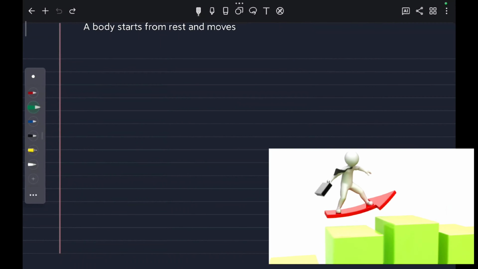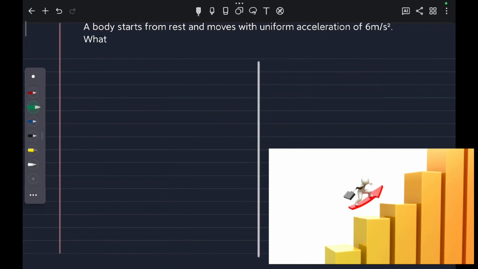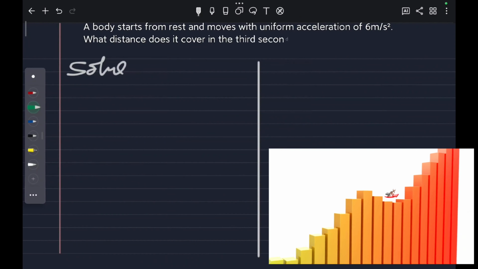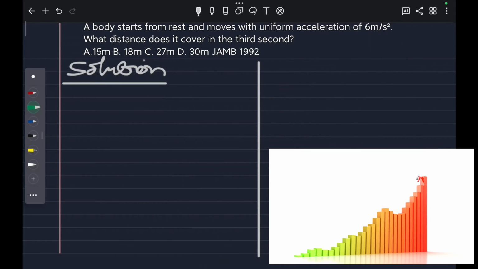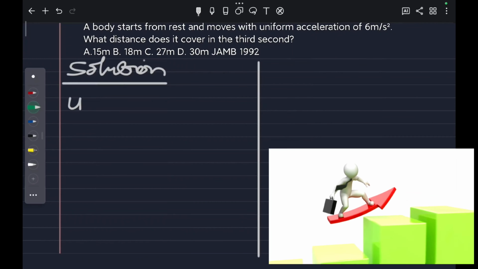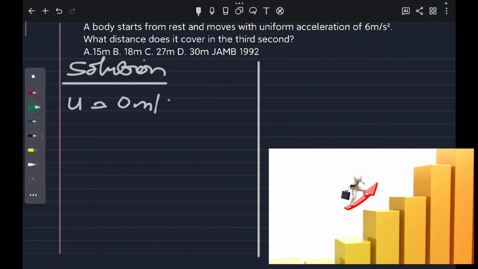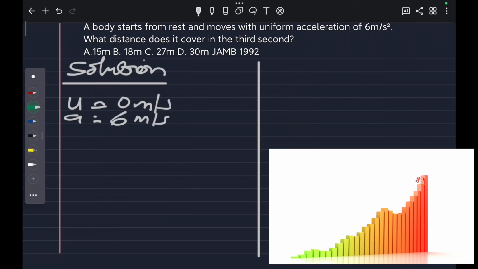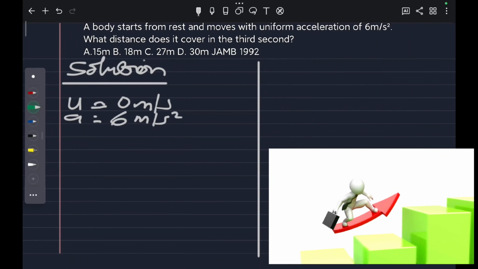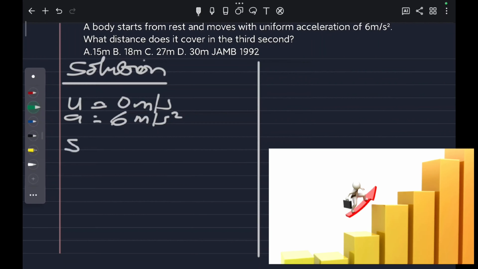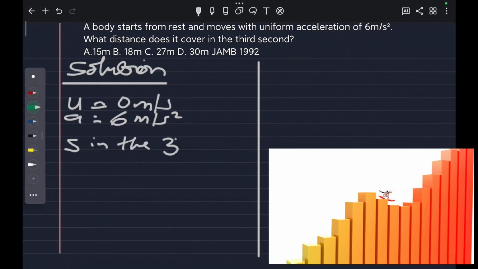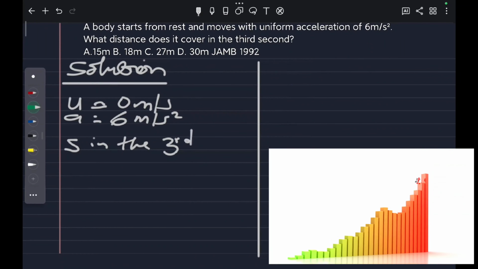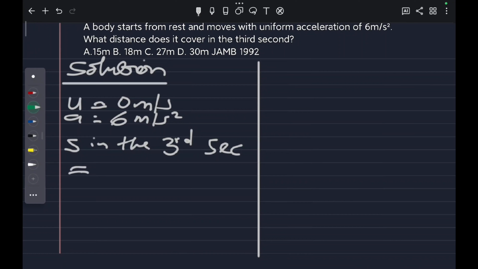The question before us: a body starts from rest and moves with uniform acceleration of 6 meters per second squared. If you look at that question, you see that our initial velocity is given to be 0 since the body starts from rest. And then the acceleration is 6 meters per second squared. As seen, we're extracting the parameters from the equation so we can solve correctly. Then what distance does it cover in the third second? So the distance is in between the third second and the second second.